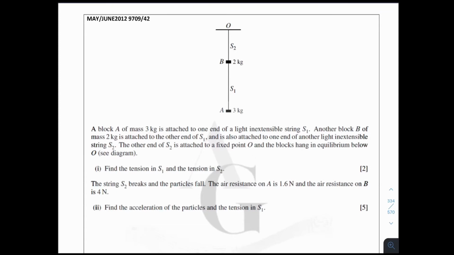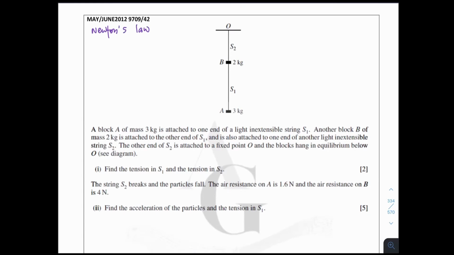Let's have a discussion on this past year question. Question of the year 2012, major paper, variant 43. This question checks your understanding of Chapter 3, which is about Newton's laws.